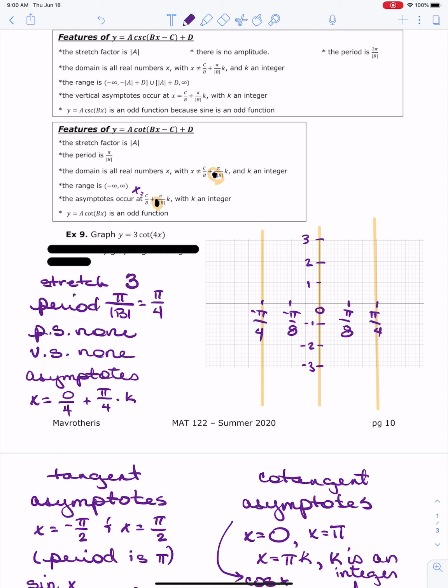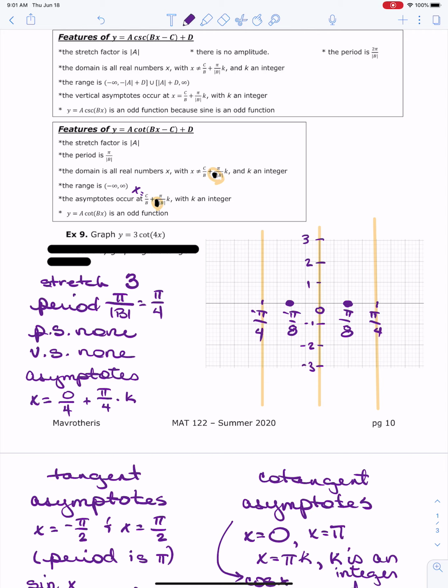So when k is 1, we have an asymptote at pi over 4. Or when k is 0, we have an asymptote at 0. Those work. When k is 2, we have an asymptote at 2 pi over 4, so pi over 2. Makes sense, okay? So I'm going to use the formulas to double check my asymptotes, not necessarily to find them. So we know that same as tangent, we're going to have a 0 halfway between the two asymptotes, right in the middle.